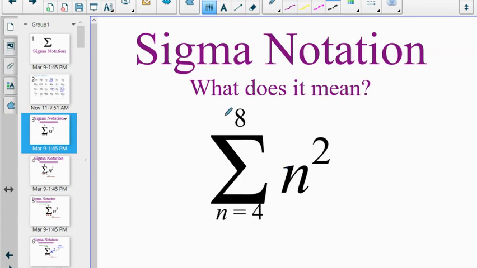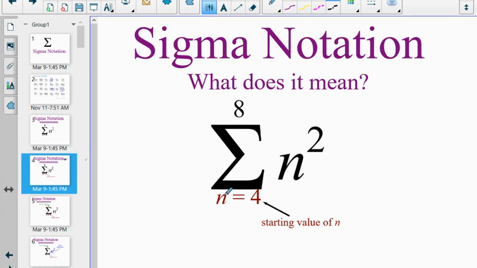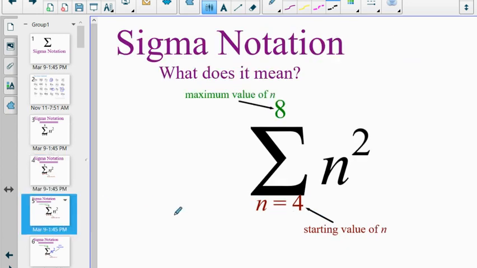I've got an n squared over here. I've got an 8 up on the top. I've got n equals 4. What is that supposed to mean? What this is telling us is, starting on the bottom, when I say that I've got sigma notation, I read the n equals 4 first. This tells us our starting value of n. We're starting at n equals 4, and we're going to keep counting and adding terms up until we get to the maximum value of n that shows up here on the top.